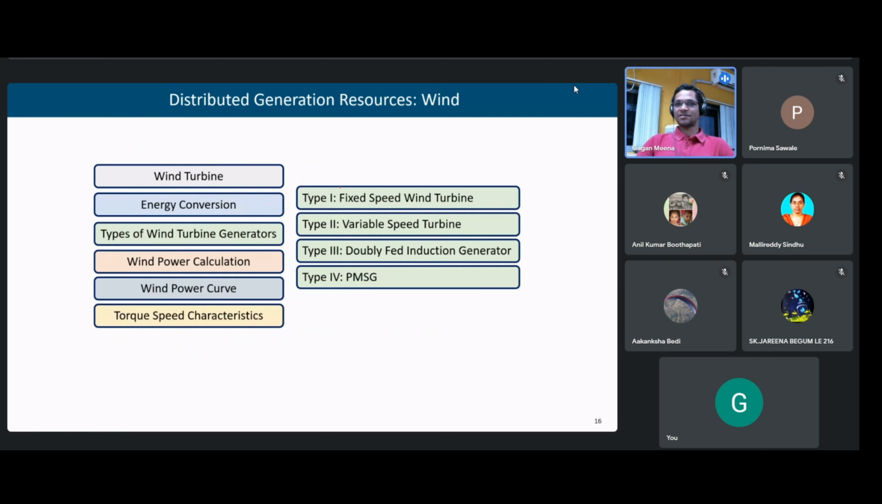Next, we discuss this wind resource. So we talked about wind turbines. There are two types of wind turbines, right? The horizontal axis and vertical axis turbines. We generally use horizontal axis turbines because they can provide higher power.